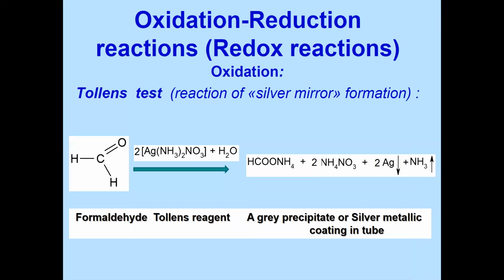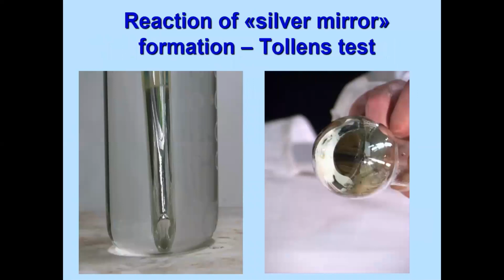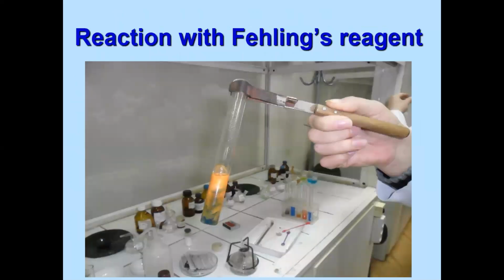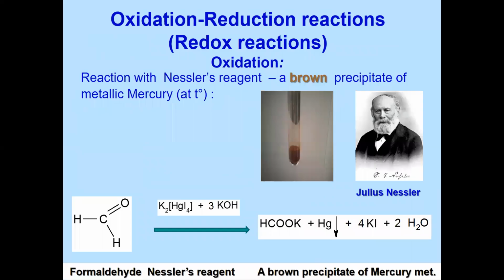Oxidation. Tollens test, reaction of silver mirror formation. You can see scheme of this reaction for formaldehyde, a gray precipitate or silver metallic coating in the tube. Oxidation, reaction with Fehling reagent, reaction traffic light, a green, a brown, and brick red precipitate. Reaction with Nessler reagent, a brown precipitate of metallic mercury.